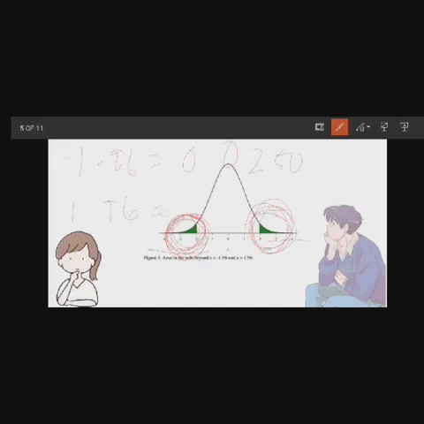While for the positive, the value of positive 1.96 is 0.9750. In order to get the total value of the tails, the exact value of these two tails, we have to get the value of the tail on the positive side.